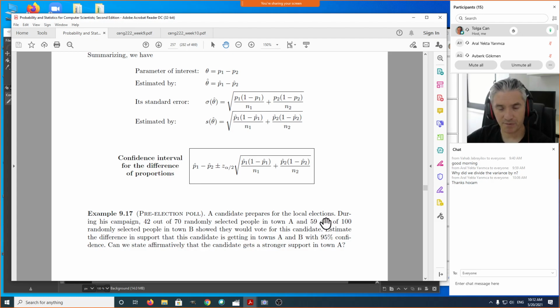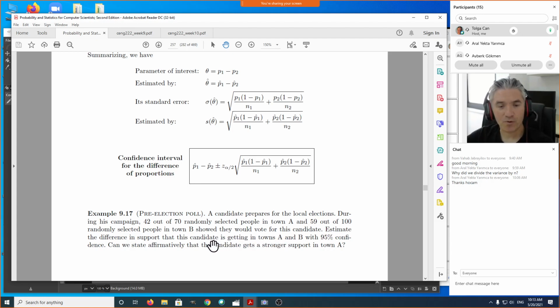A candidate prepares for local elections. During his campaign, 42 out of 70 randomly selected people support him. So 70 is our sample size here in town A. And we have another town, and we collect a sample of size 100 from that other town, and 59 of them support him. So these are our estimates, P1 hat and P2 hat: 42 divided by 70 is our proportion in town A, and 59%, or 0.59, is the proportion in town B.